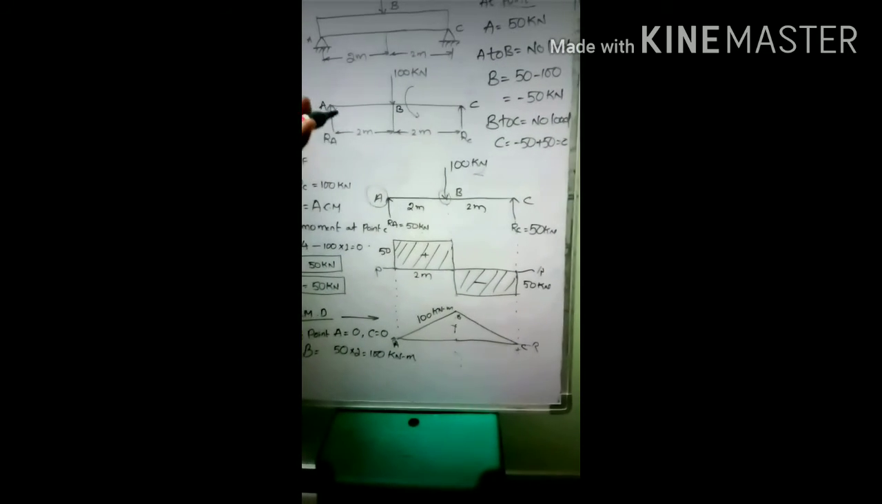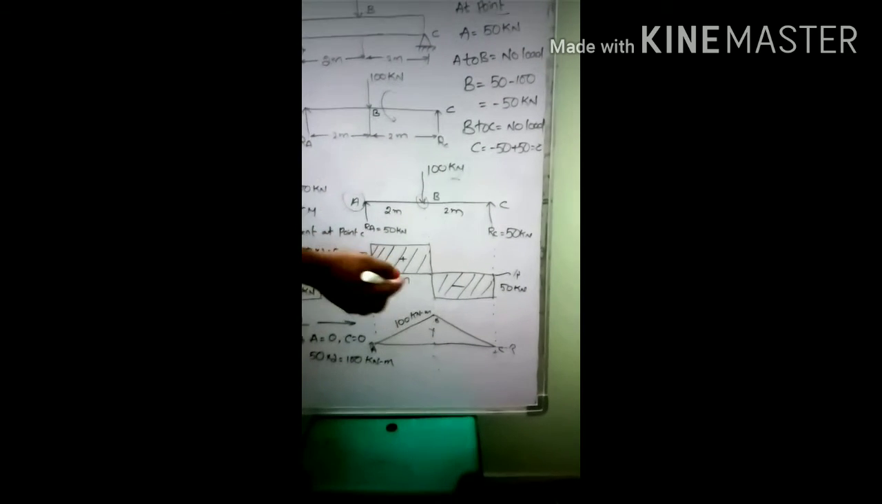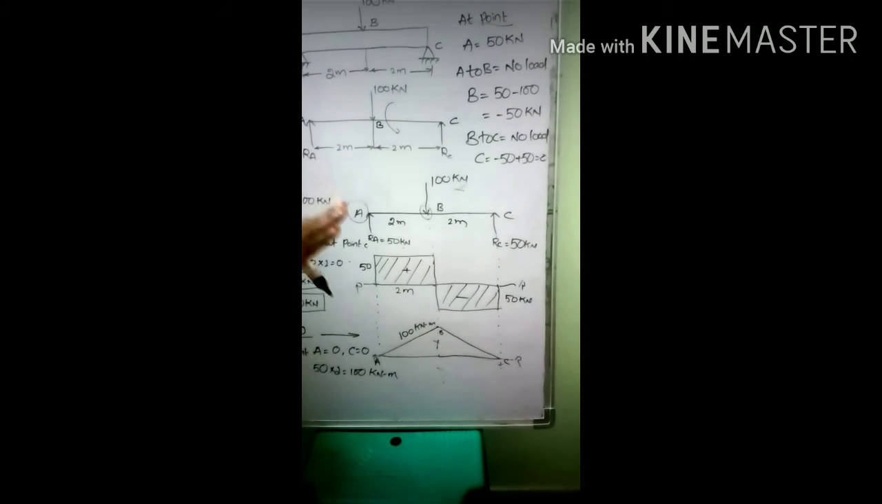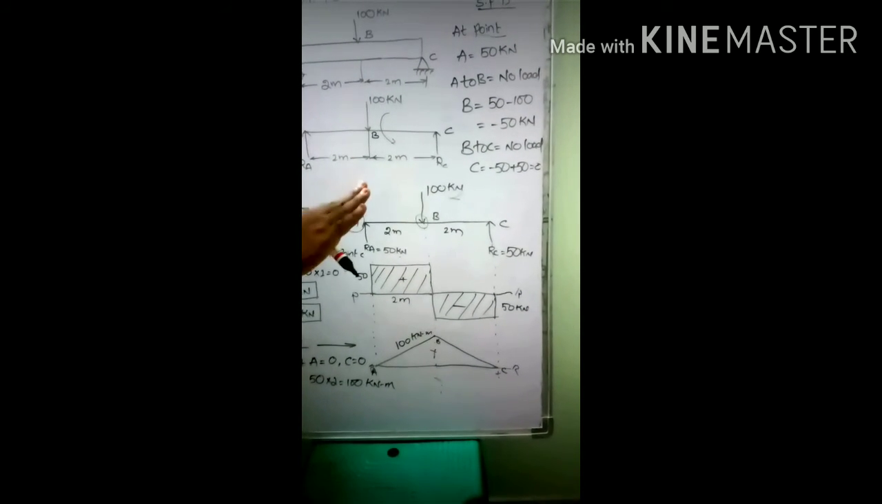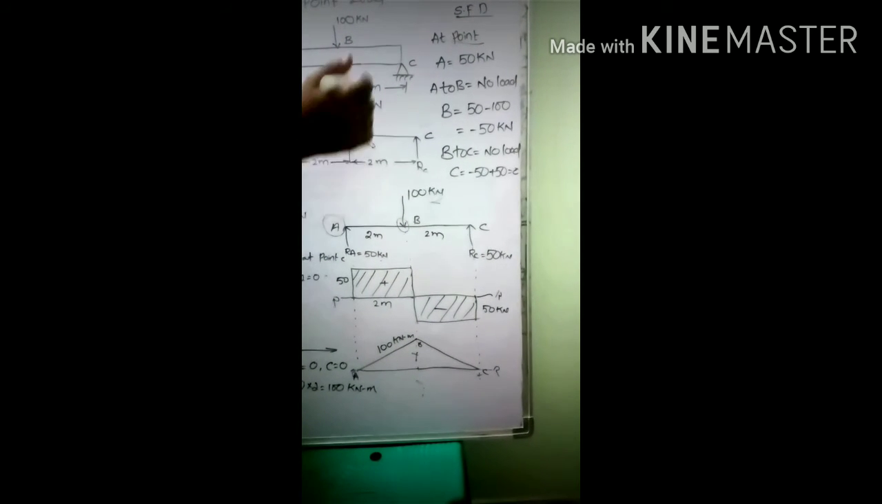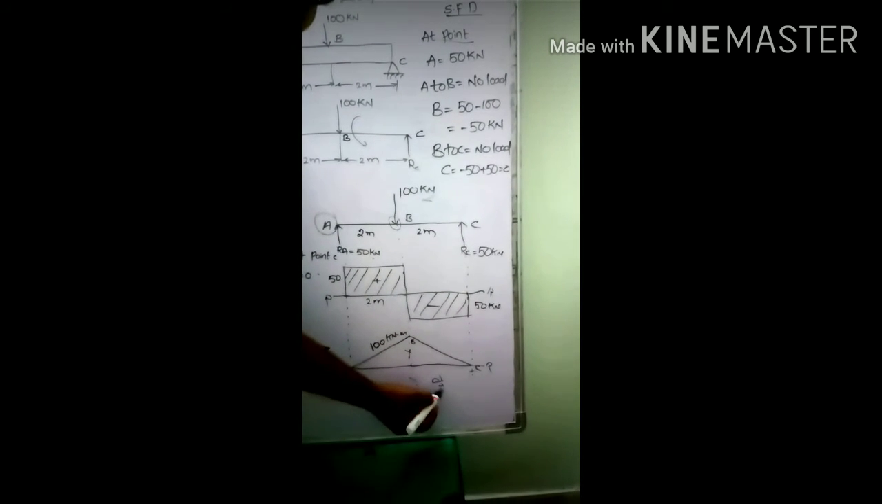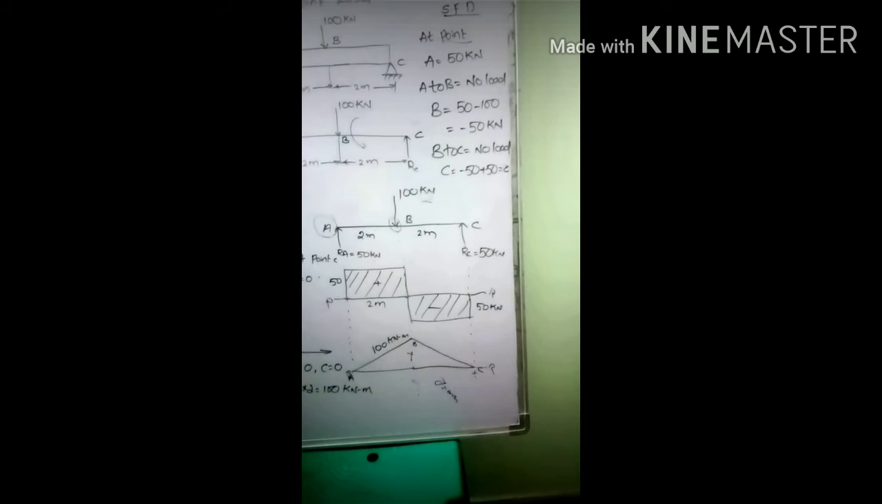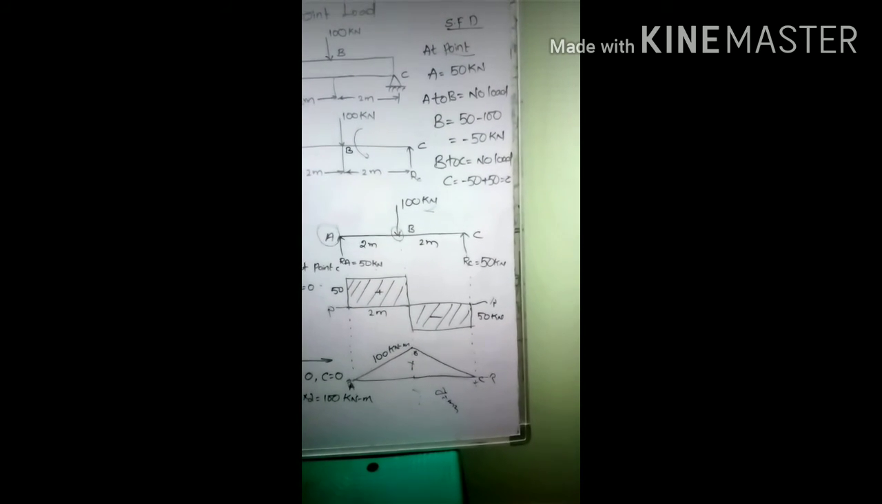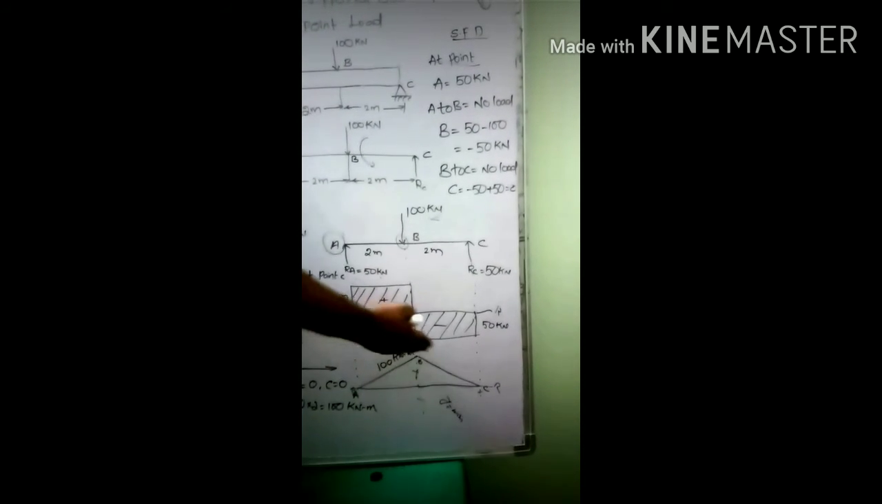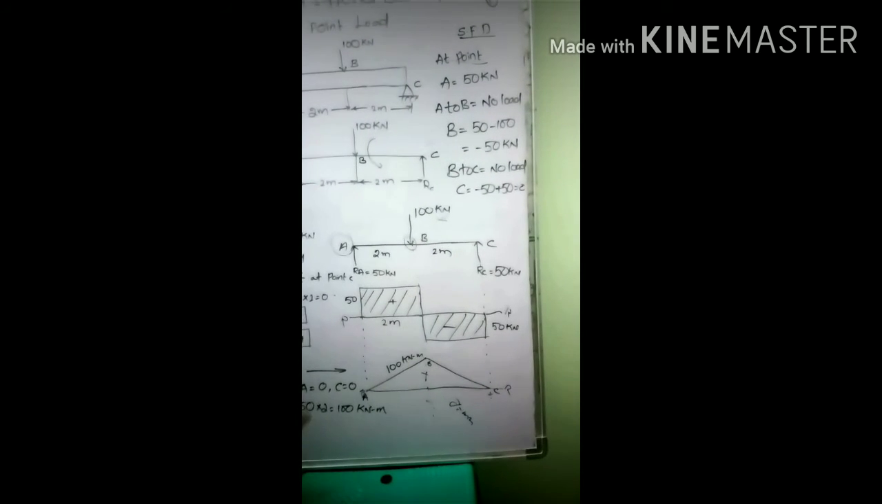For a simply supported beam, why do I have to draw only a straight line, and why not a curve or any other shape? Simply, it has to follow the straight line equation, y is equal to mx plus c. So for a straight line equation, you can directly join these values.